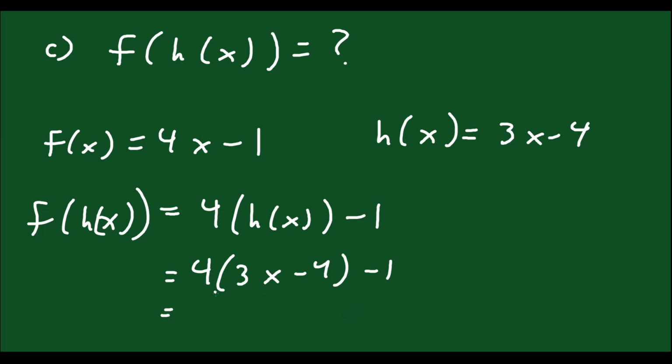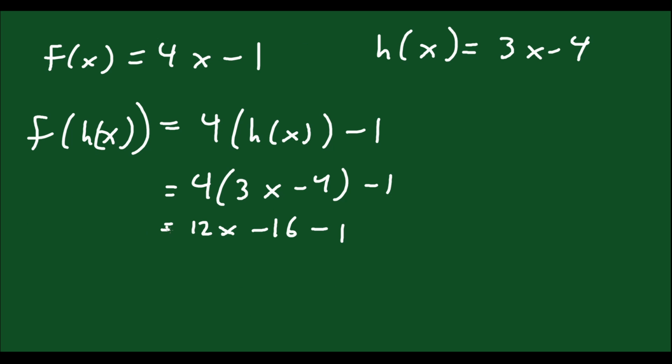You would then expand this. So 4 times 3x is 12x. 4 times negative 4 is negative 16. And then minus 1. And so, of course, you're just going to get 12x minus 17. That would be your final answer.